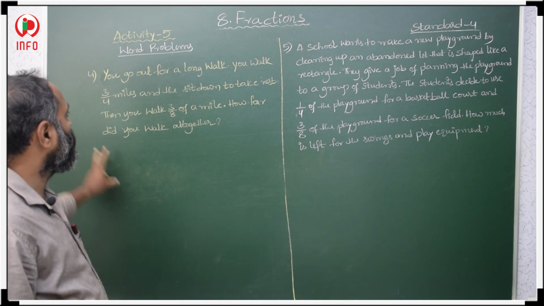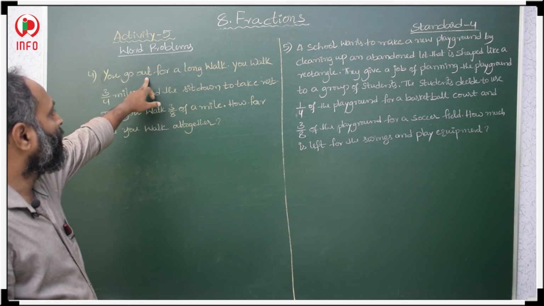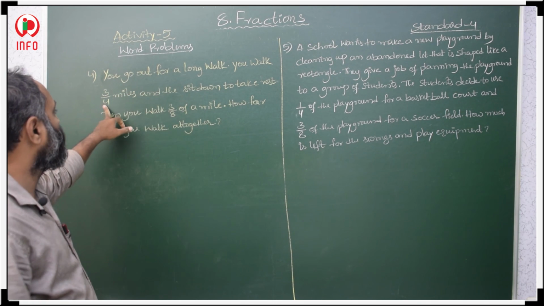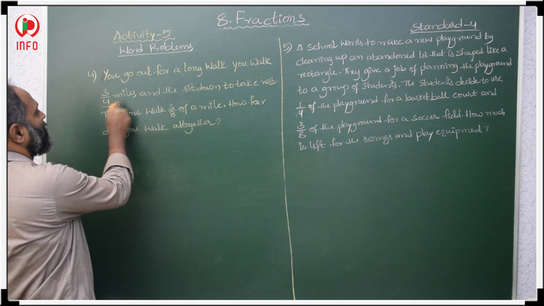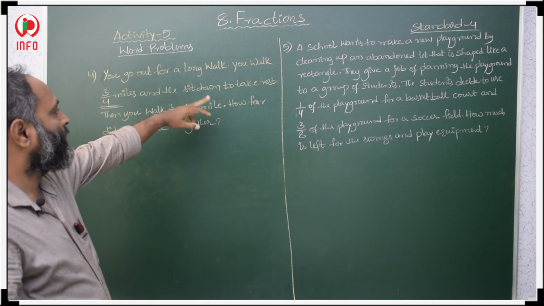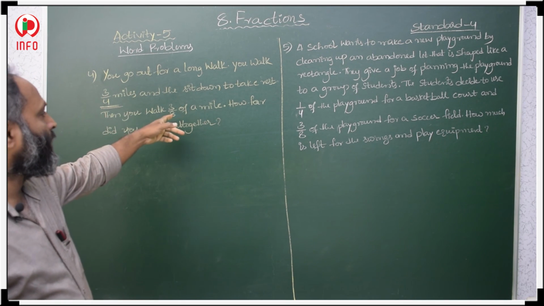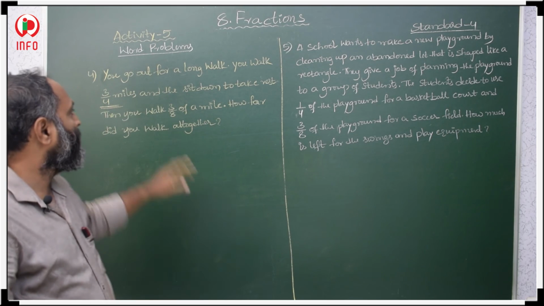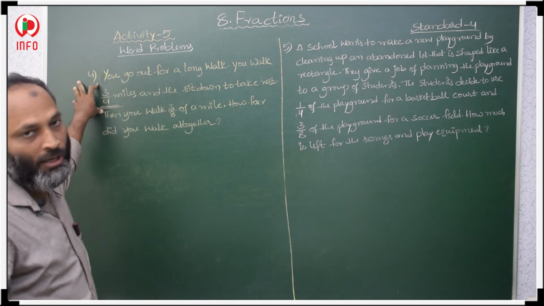Now the next word problem, see here, the fourth. You go out for a long walk. You walked 3 by 4 miles. This many miles, and after that you sit down and take rest, and then you walk 3 by 8 miles. So this many miles here. First 3 by 4 miles. How many miles are there?